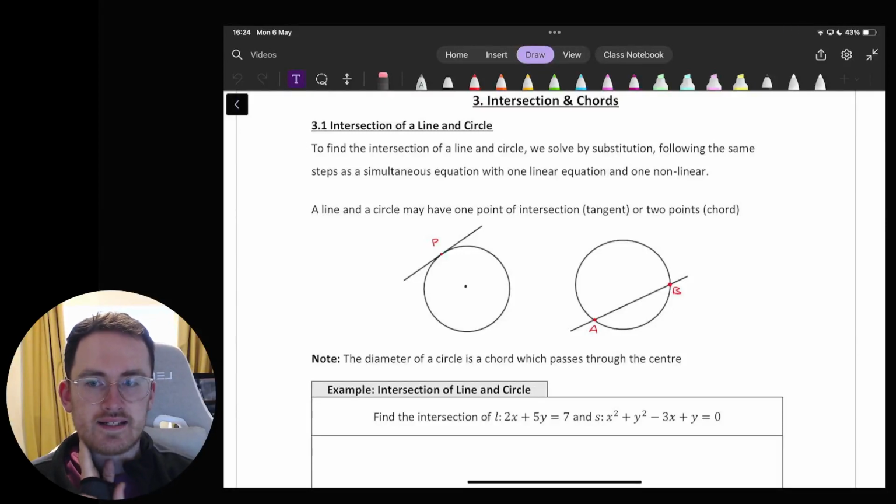Okay, so we're going to look at the intersection between a circle and a line. That line could be a tangent or it could be a chord to our circle. So let's start by establishing what each of those means.